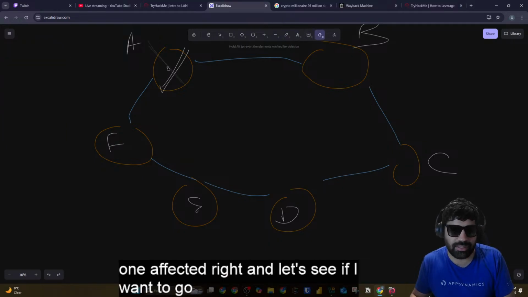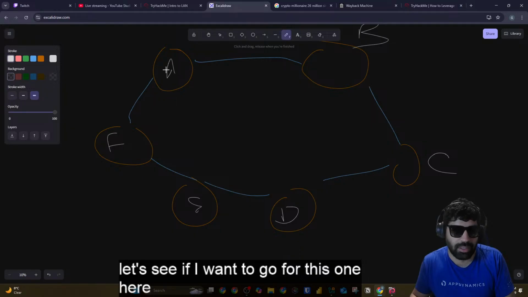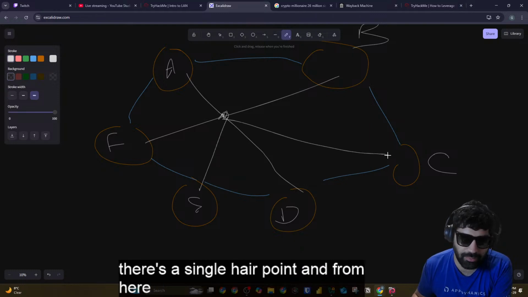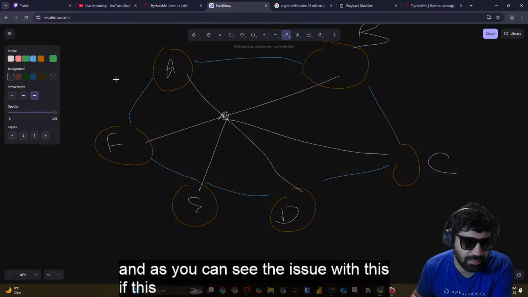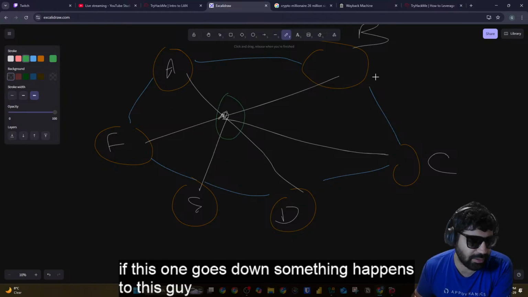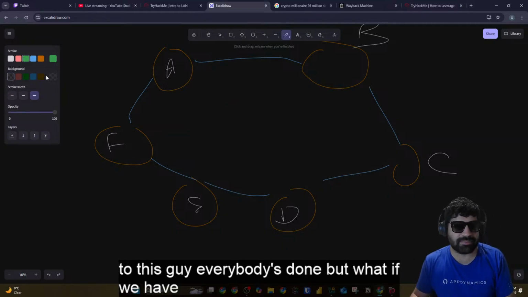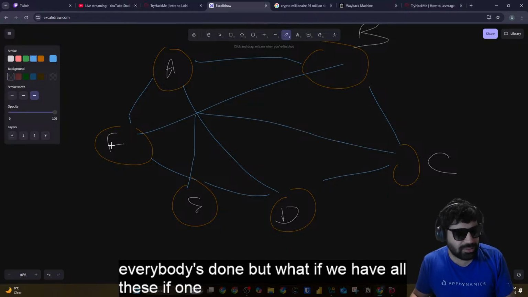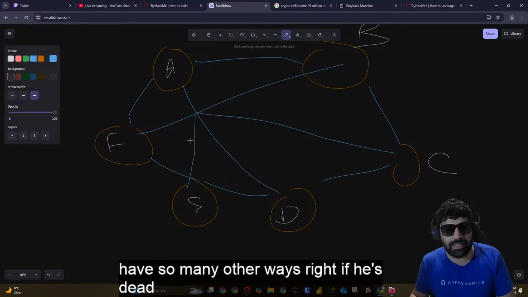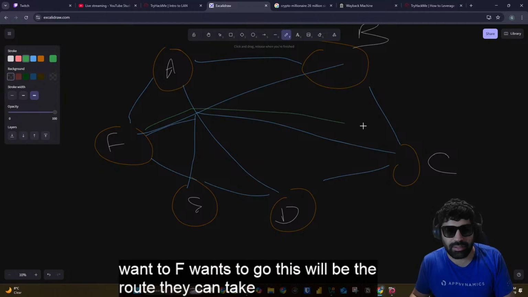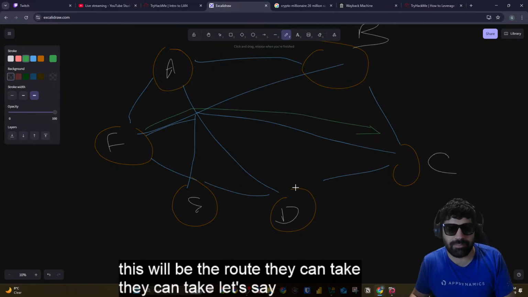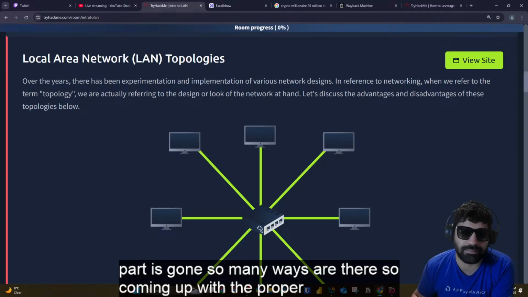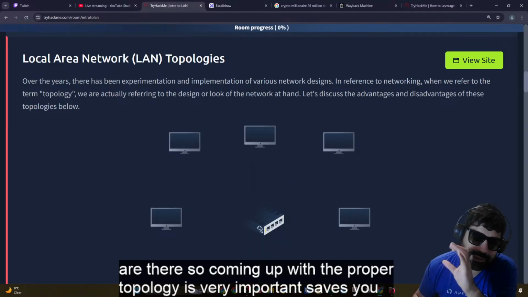Another one could be star. There is a single point here, and from here everyone is talking. The issue with this is, if something happens to this guy, everybody's done. But what if we have all these? If one goes down, we have so many other ways. If E is dead, this would be the route they can take. If A, D is gone, so many ways are there. So coming up with the proper topology is very important. Saves you money, saves you from the headache if things go down.